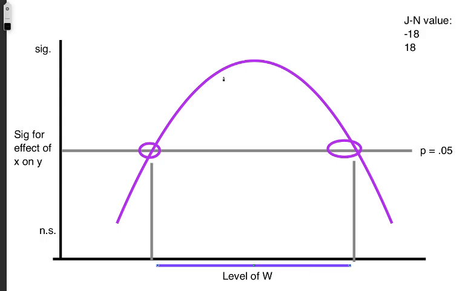You can see that the strength of this relationship, significance isn't the same as effect size, but it can sometimes tell us something, at least about effect size. This point is probably a stronger relationship than it is down at these levels. But this doesn't actually tell us what the relationship is between X and Y. It just tells us at what levels of W this relationship is significant.